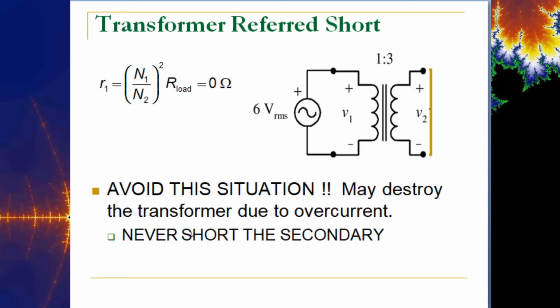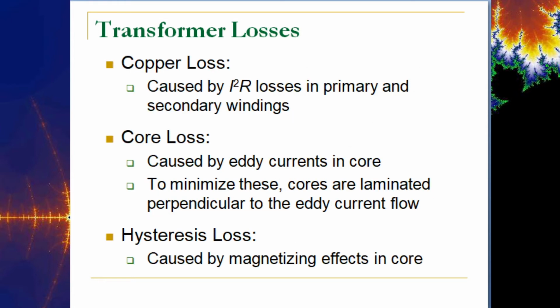By the same token, if you were to short out the secondary and you essentially have 0 or milliohm resistance, you're only going to have 0 ohms or milliohm resistance on the primary, which is bad news because this can cause the transformer to explode. This is a very, very dangerous situation. Don't ever do this.